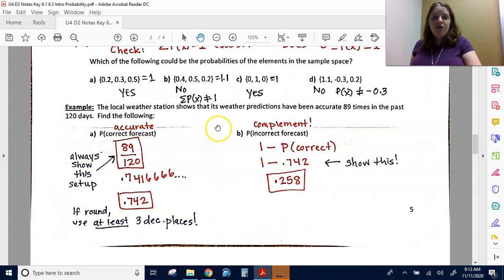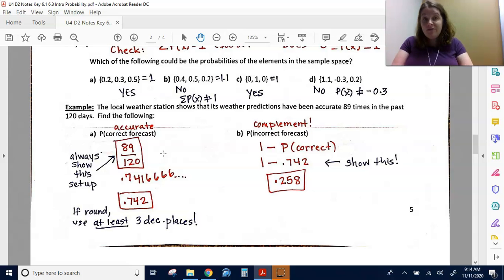The local weather station shows that its weather predictions have been accurate 89 times in the past 120 days. Find the probability of getting a correct forecast. So that would be that it's accurate. So that would be 89 out of 120. And I'm going to tell you, you need to set up that fraction. Always. Always set up the probability fraction.